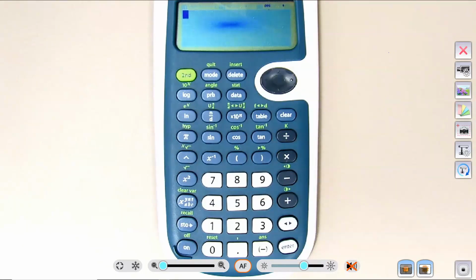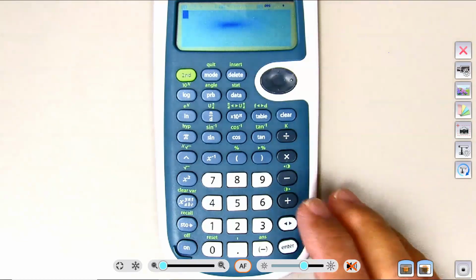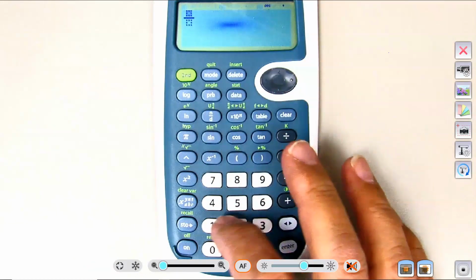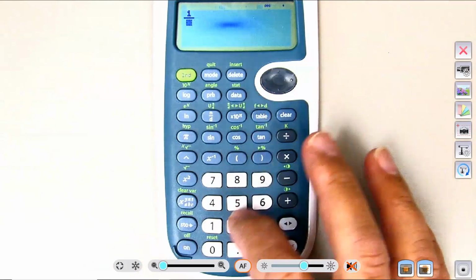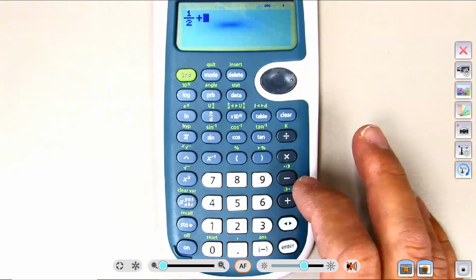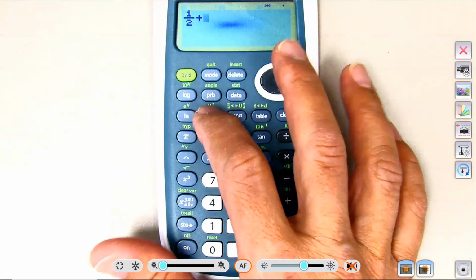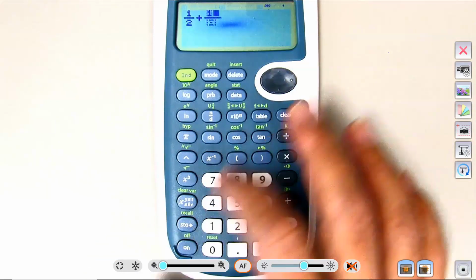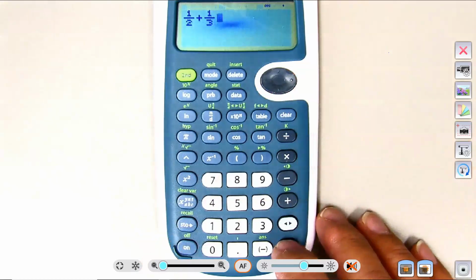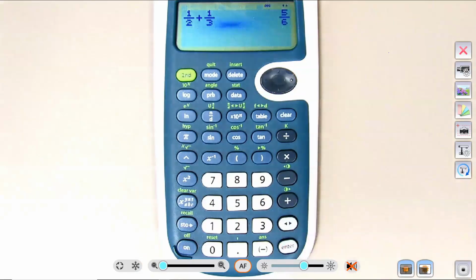Let's look at how we would perform some fraction-related arithmetic calculations. So suppose I want to take 1/2, so I hit the fraction key and enter 1, down arrow, 2, right arrow. And I want to take 1/2 plus 1/3, let's say. So I hit the fraction key again, 1, down arrow, 3, right arrow. And at this point I hit enter, and I get that the answer is 5/6.